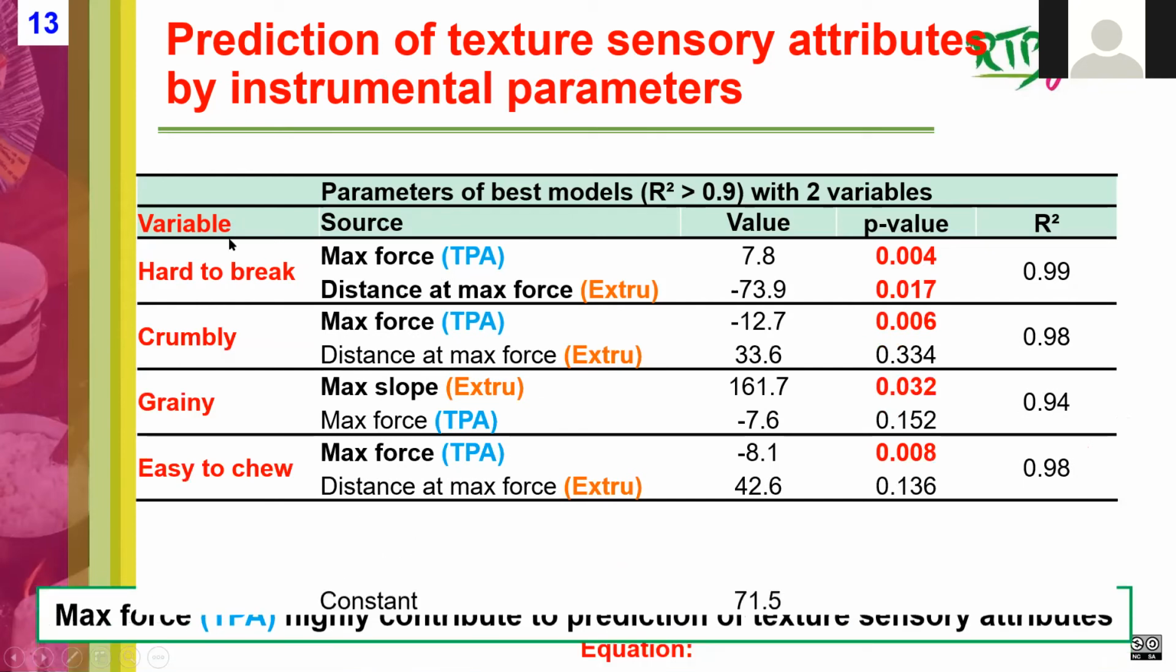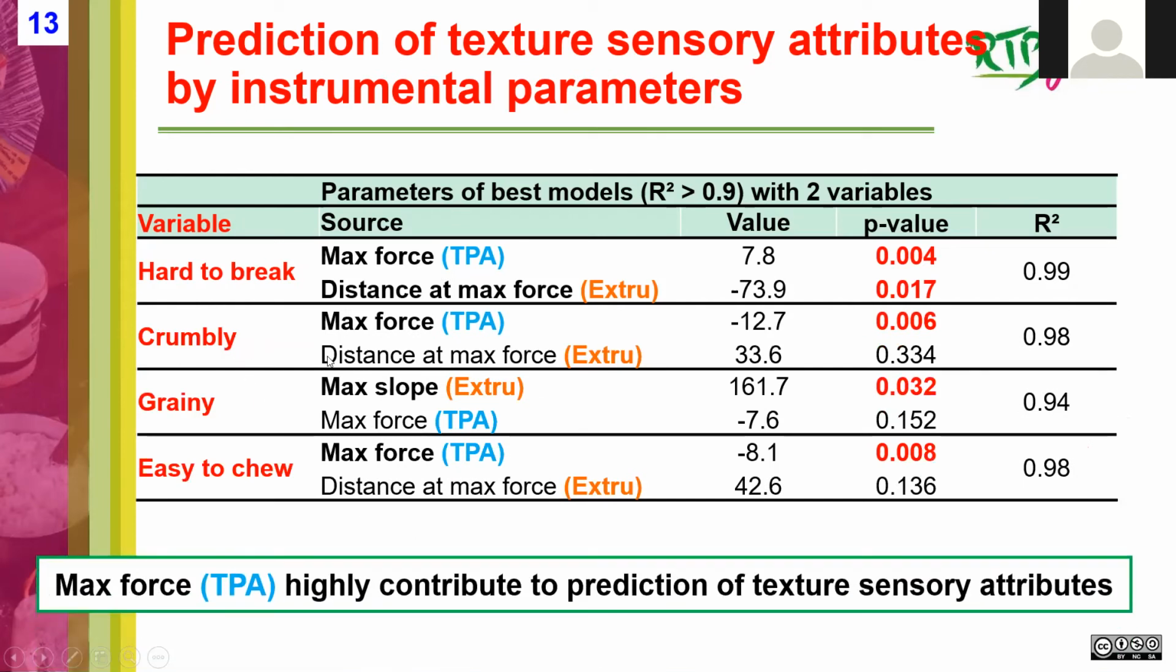For the other descriptors, crumbly, grainy, and easy to chew, we can see that the max force determined by TPA and distance at max force determined by extrusion were the main parameters that could explain the texture descriptor. However, between these two parameters, max force determined by TPA contributes most highly to predict the texture sensory attributes. So, yeah.